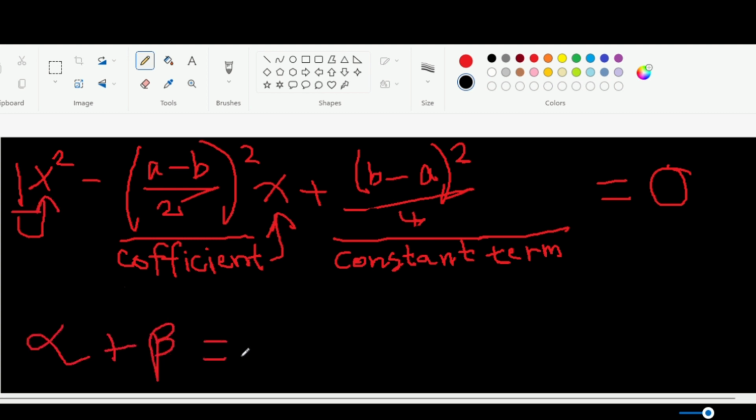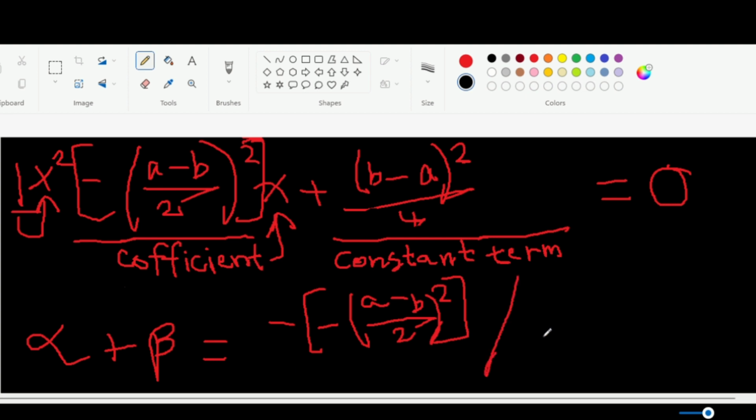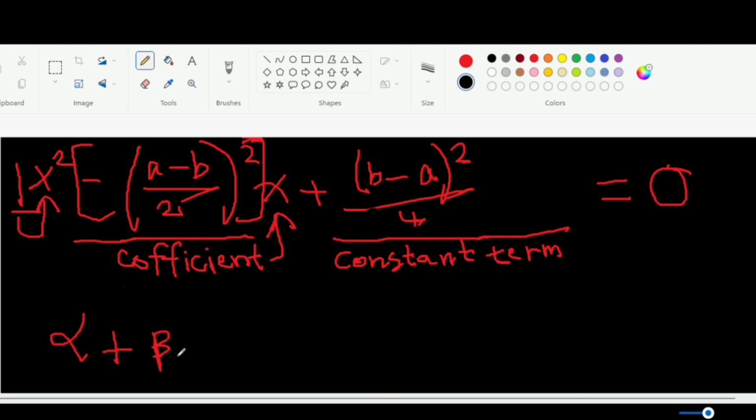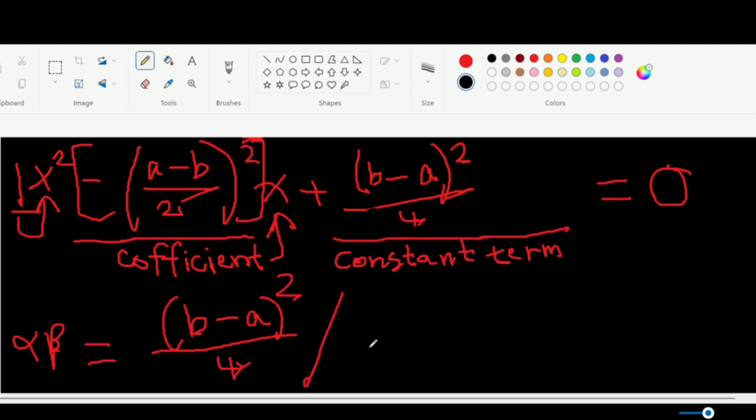So now alpha plus beta will become equal to the negative of minus ((a minus b) divided by 2) whole square, whole divided by 1, which is equal to (a minus b) whole square divided by 2 square. Finally, alpha plus beta will become equal to (a minus b) whole square divided by 4. And alpha beta is equal to ((b minus a) whole square divided by 4) whole divided by 1, which is equal to (b minus a) whole square divided by 4.